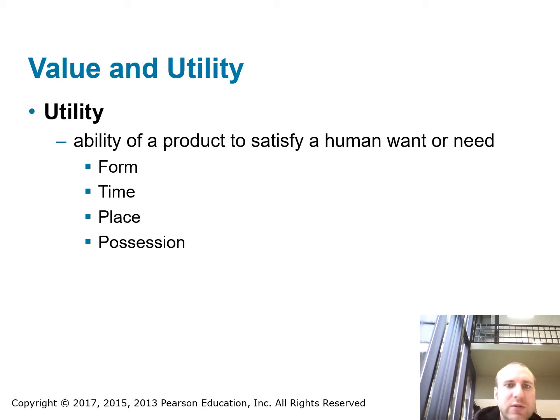Utility. This is the ability of a product to satisfy a human want or need, and it goes through form utility, which is what it does, time utility, which is does it help with saving any of your time as far as when you purchase it, as far as when you use it. Place utility is where you can get it, and possession utility, that's about having it. What will having it do to make someone's life better?